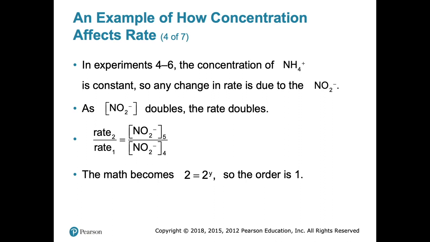So you should be hearing a pattern now. Whenever the rate doubles because the concentration doubles, the order is 1. Whenever the concentration doubles and the rate quadruples, the order is 2. Make sense? And you'll see more examples of that in a second.